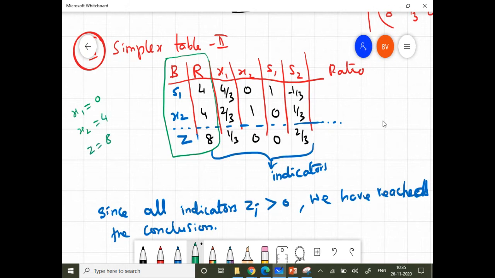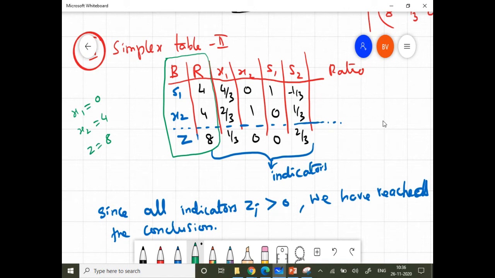Z is 8. So we got the answer from the table. We don't want s1 because s1 is a dummy variable. Actually, we want x1. In our given problem, there is x1. But x1 is missing in the basis. Therefore, x1 value is 0, x2 value is 4, z is 8.